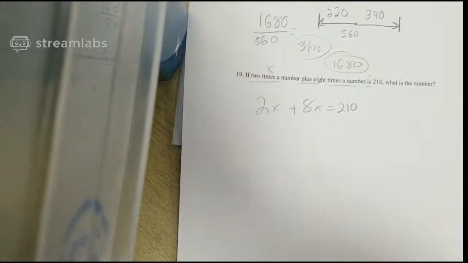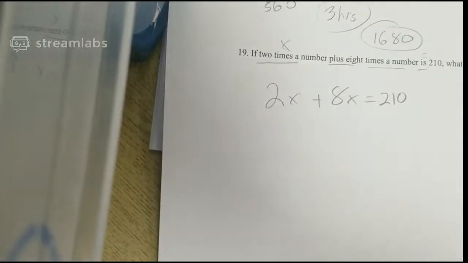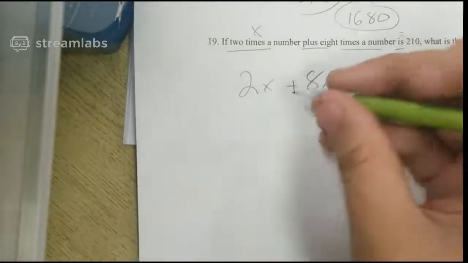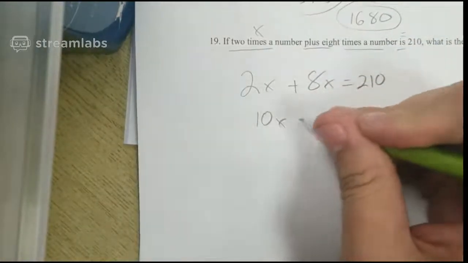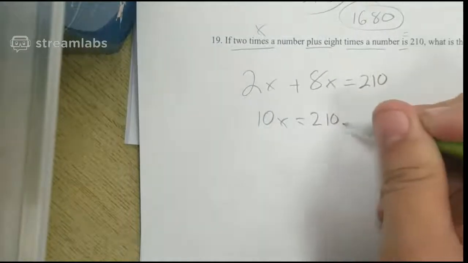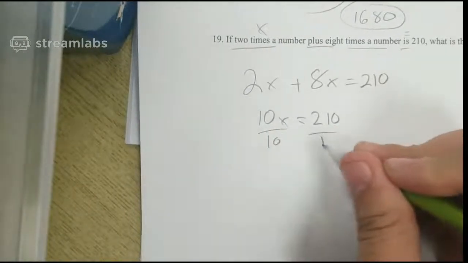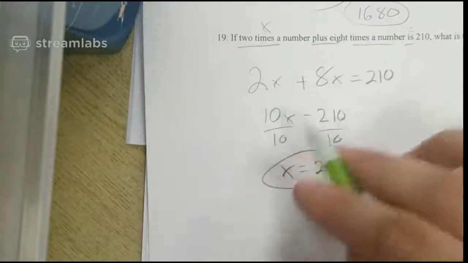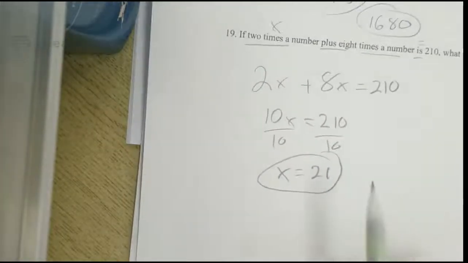And let me just zoom in because it seems to be fading out a little bit to me at least. Okay. So 2x plus 8x ends up going to be 10x equals 210. Divided by 10, divided by 10, that number is 21. And you could plug it in and check it out, but trust me, it's 21.